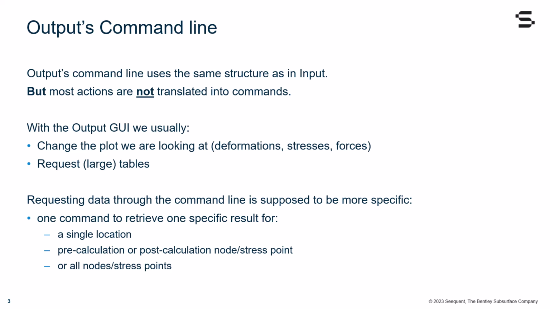Let's start with Output's command line. Output's command line uses the same structure as an input, but most actions are not directly translated into commands. With the Output graphic user interface, we usually change the plot we are looking at, for instance, deformation, stresses or forces, etc. And we request large tables with results or more generic information. In general, requesting data through the command line is supposed to be more specific. You can have one command to retrieve one specific result for a single location, a pre-calculation or post-calculation node or stress point, or information for all nodes and stress points.